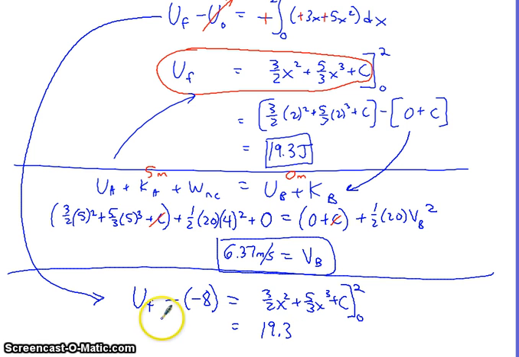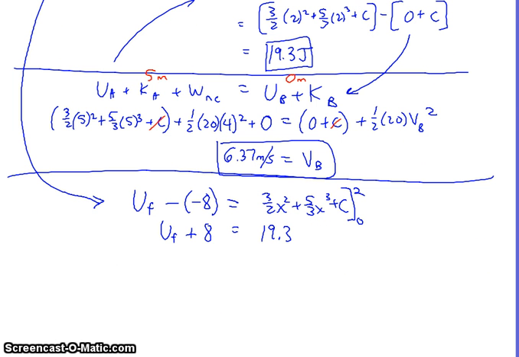We're still going to get 19.3, except now the other side of the equation says UF plus 8. So if we really want the potential energy at that location, now it's off by 8. Now it would be 11.3 joules. So that's the answer to that question.